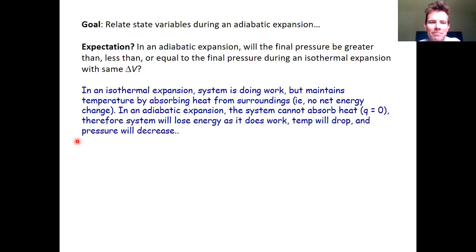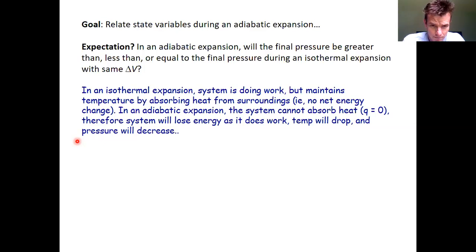All right, welcome back. Here's the answer. In an isothermal expansion, the system is doing work. That's what I mean by expansion. That costs it energy. But isothermal expansions can maintain the same temperature by absorbing heat from the surroundings. It's doing work, but it's also absorbing heat, and those are exactly balanced, so there's no net energy loss. In an adiabatic expansion, it cannot absorb heat. So it's doing work, its energy is going down, temperature decreases, and pressure will decrease. Right? That's how you might think about it.